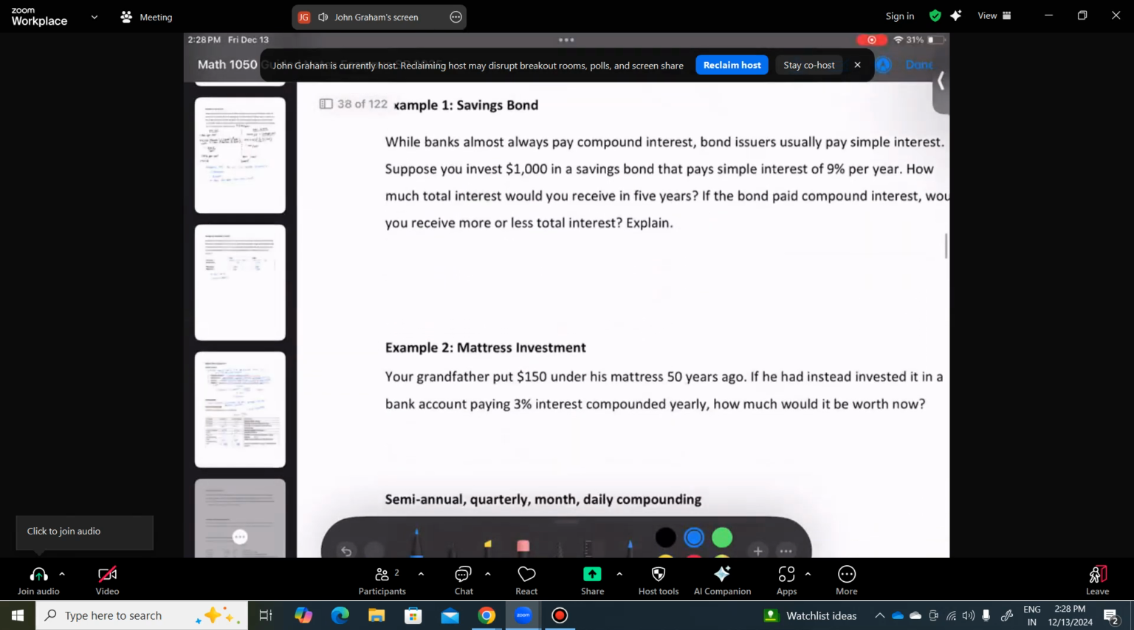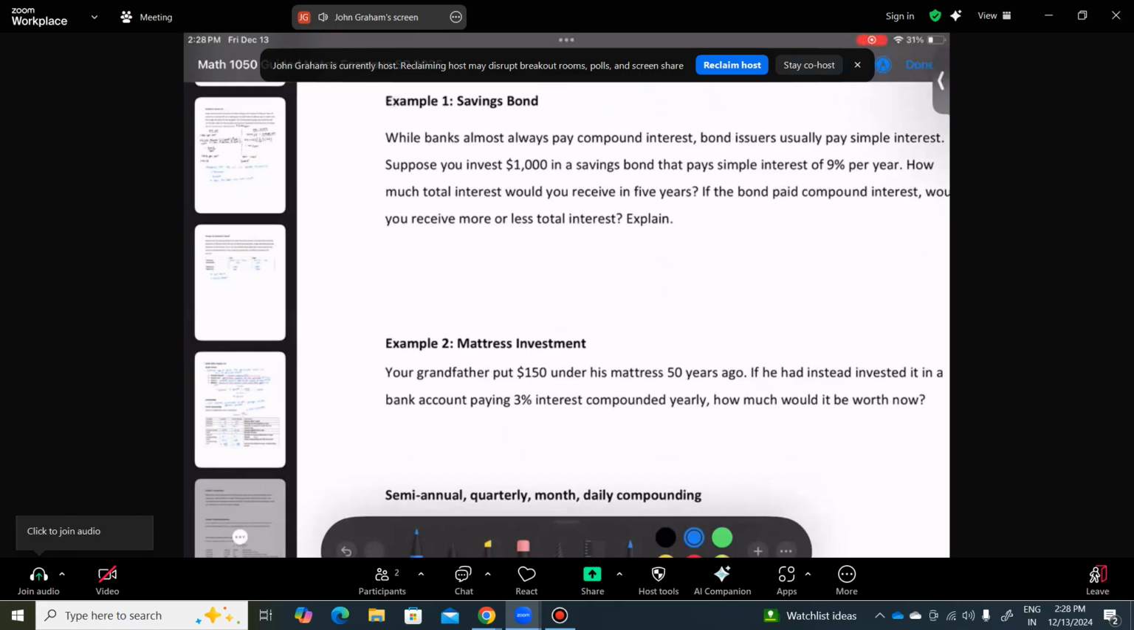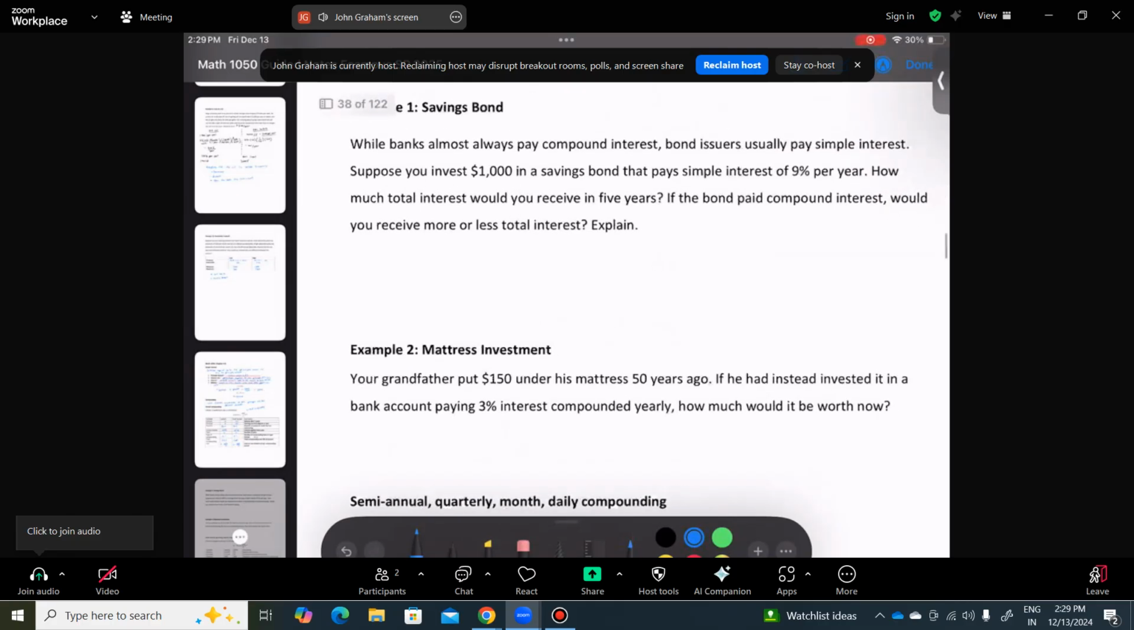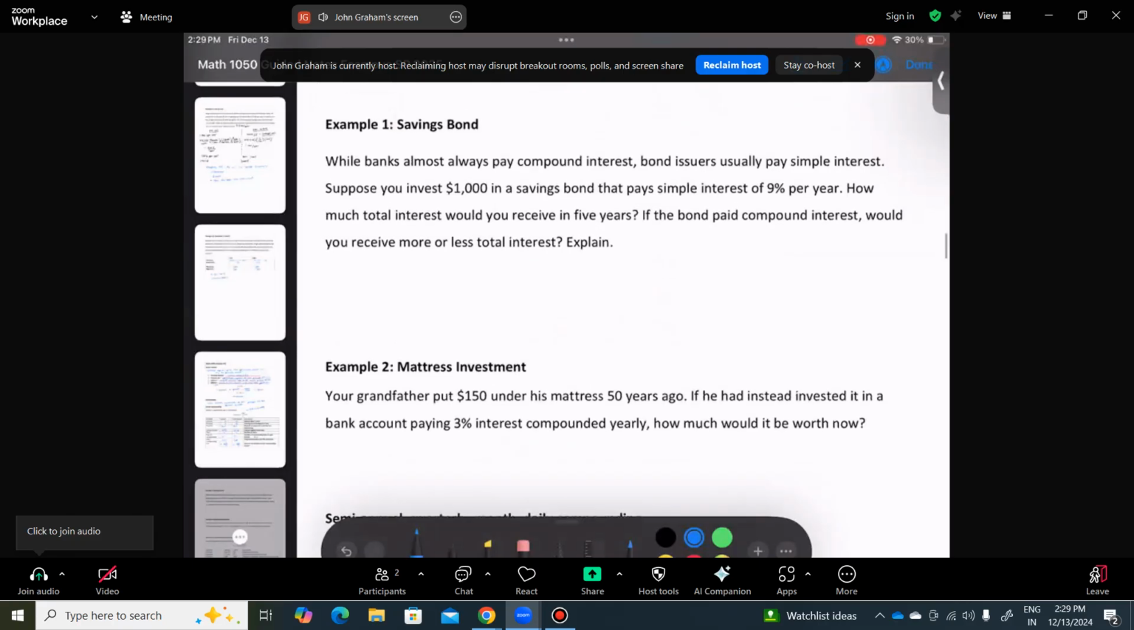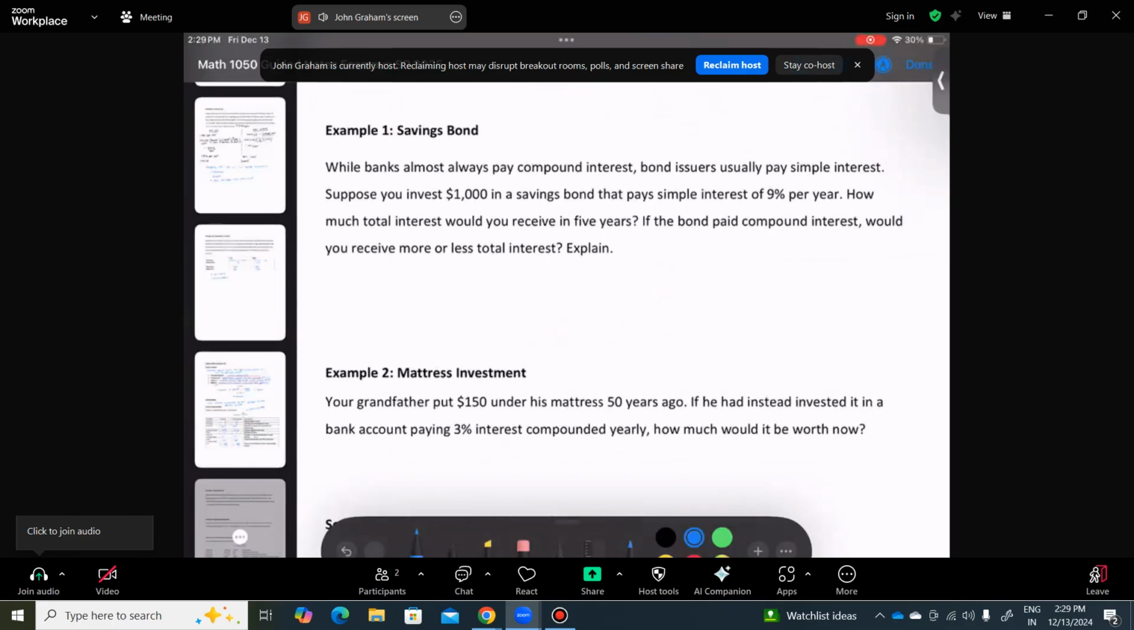So we're going to look at both simple interest for some of these and then compounding interest. Simple interest is just a calculation that we do by hand. Compounding interest we use Desmos. All right, so while banks almost always pay compounding interest, bond issuers usually pay simple interest. Suppose you invest $1,000 in a savings bond that pays simple interest of 9% per year. How much total interest will you receive in 5 years?